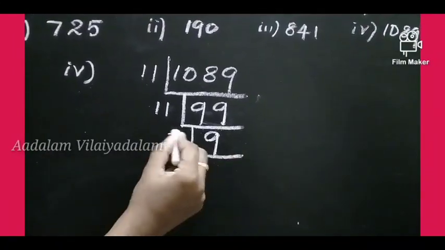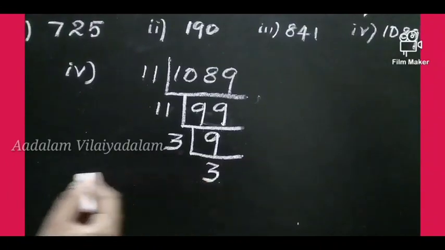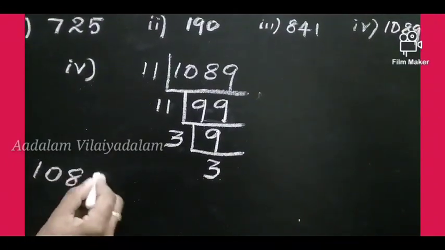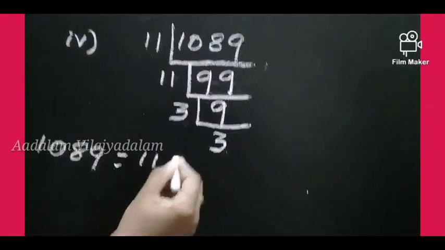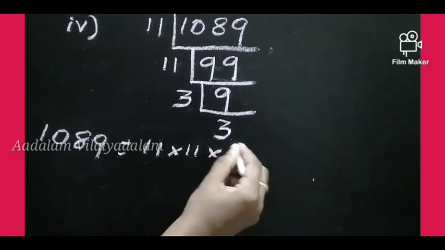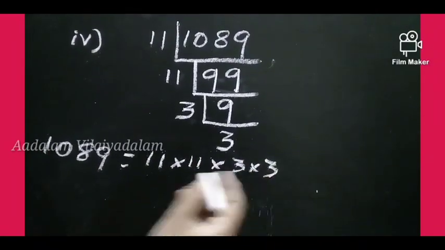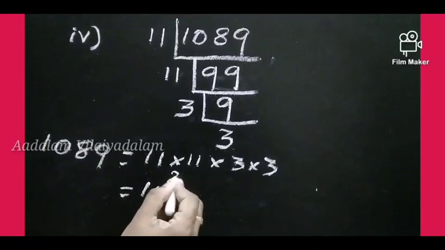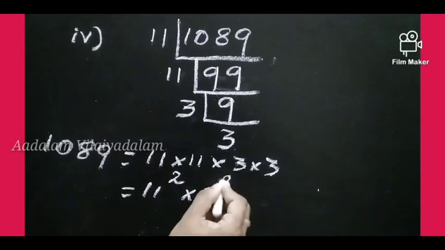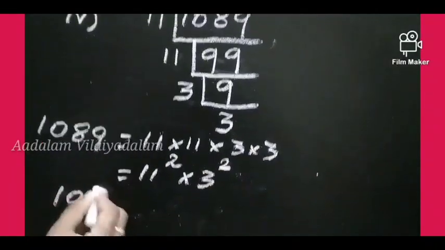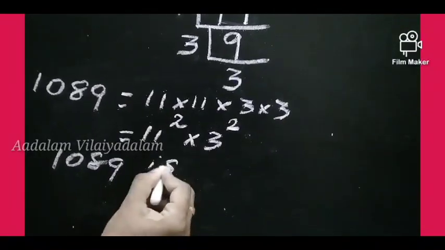So this is the 3 table, 3 threes are 9. So 1089 is equal to 11 into 11, 3 into 3. That is 11 power 2 into 3 power 2. Therefore 1089 is a perfect square.